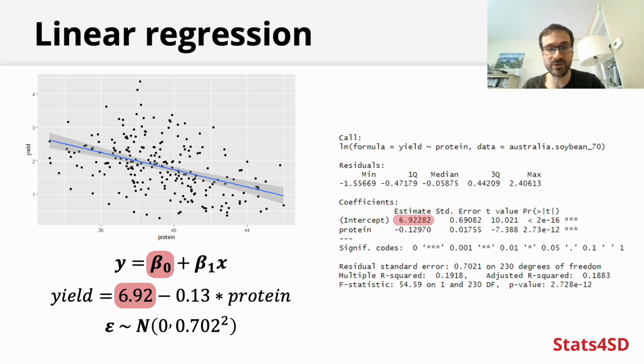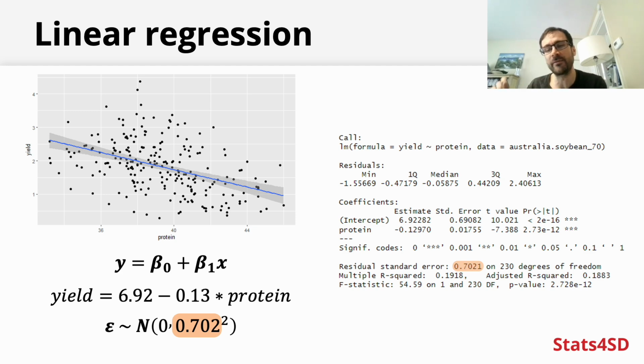And that's 6.92. And the 0.13 refers to, okay, as we increase the protein content by 1, what would we expect the change in the yield to be? So it will decrease by 0.13 units as we increase protein by 1 unit. And we also, associated with that, have this residual error term, which helps to explain the variability away from the line. And in the output here, you can see that mentioned under the residual standard error.